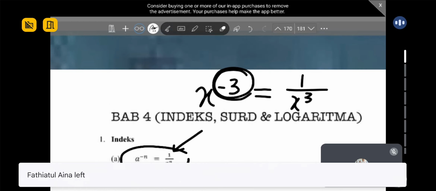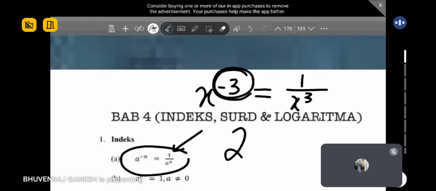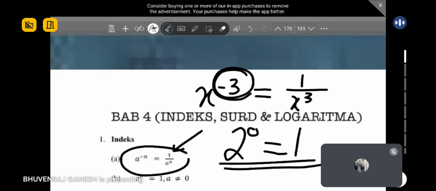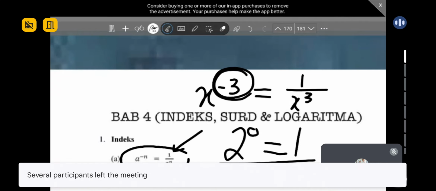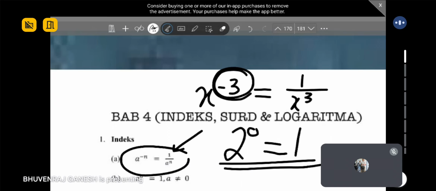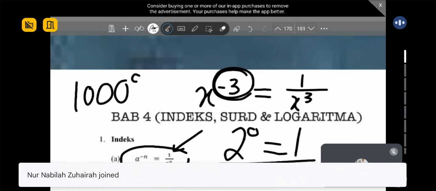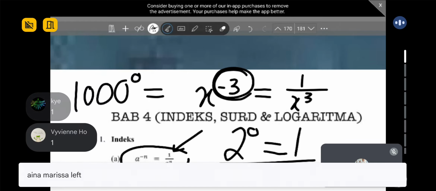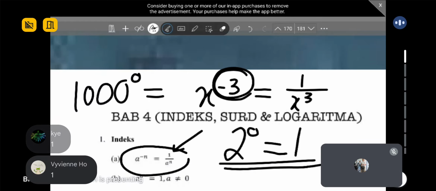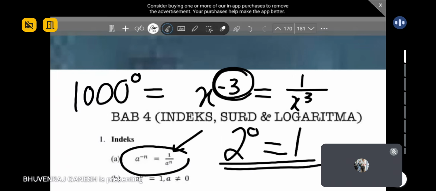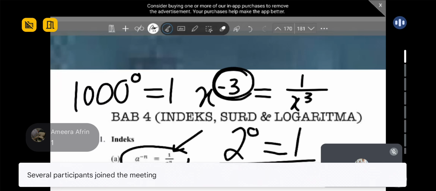Okay? Alright. So the next concept that you all need to know in indices is this one. Okay, kamu kena faham yang ni, guys. 2 power 0 is always equal to 1. Okay, 2 kuasa kosong sama dengan 1. So guys, let's say I have a number 1000. 1000 power 0. What is the answer, guys? 1000 kuasa kosong, berapa jawapan dia? Come on. May I know what's your answer? Yes. Okay, the answer should be 1. Okay, no matter what is your number, always answer 1.